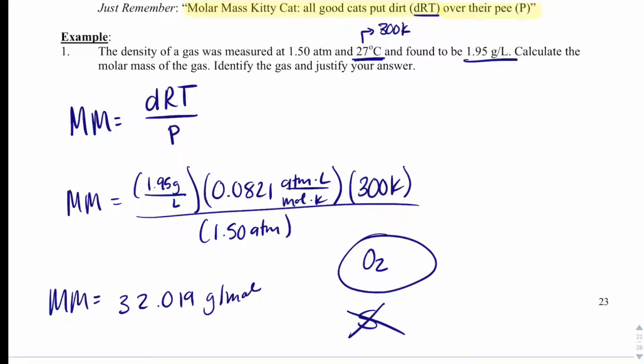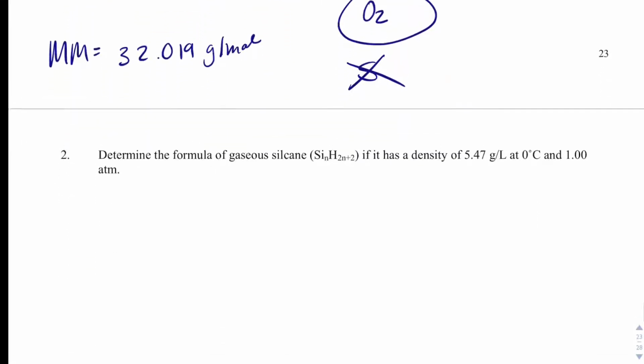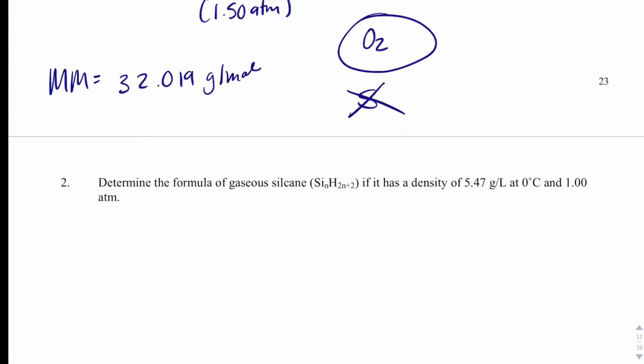Okay, we will do one more problem and then we'll call it a day on this set of notes. We've got some sort of formula of silicane where we've got some number of silicon atoms, and then the hydrogen atoms are found by taking the number of silicon atoms, multiplying it by 2, and then adding 2 to it. This is a little bit of some organic chemistry here. And we've got a density of 5.47 grams per liter. We're at 0 degrees Celsius, which is 273 Kelvin, and 1 atmosphere. And we want to determine the formula.